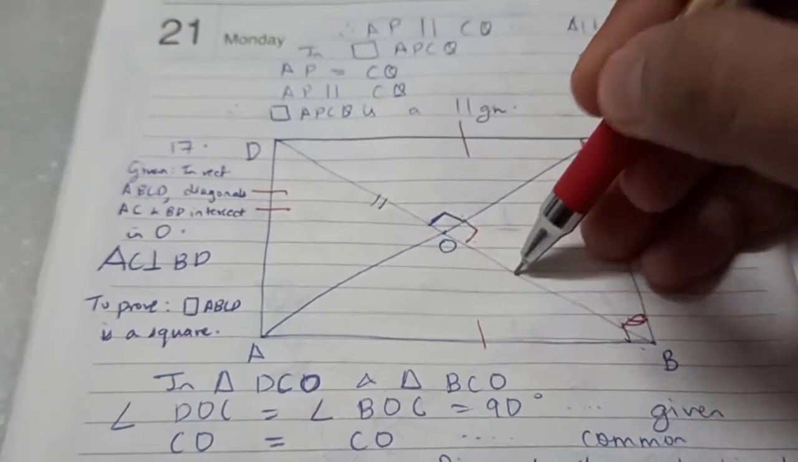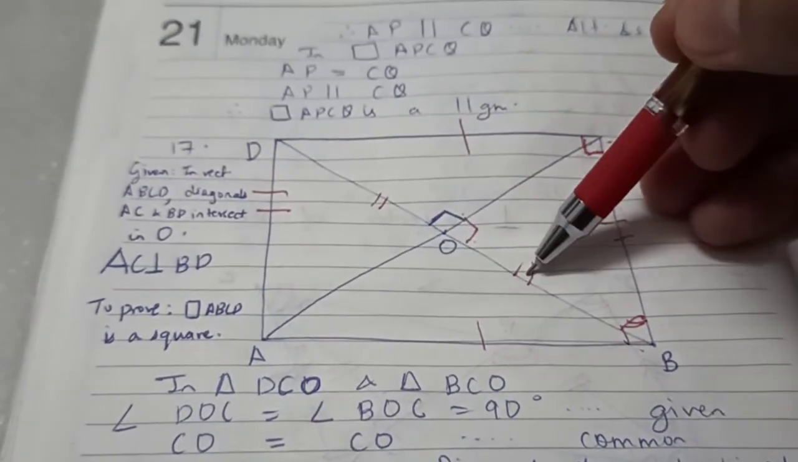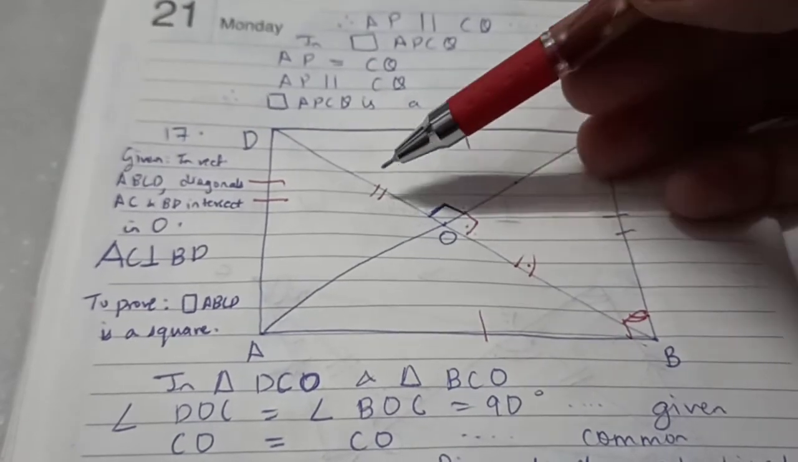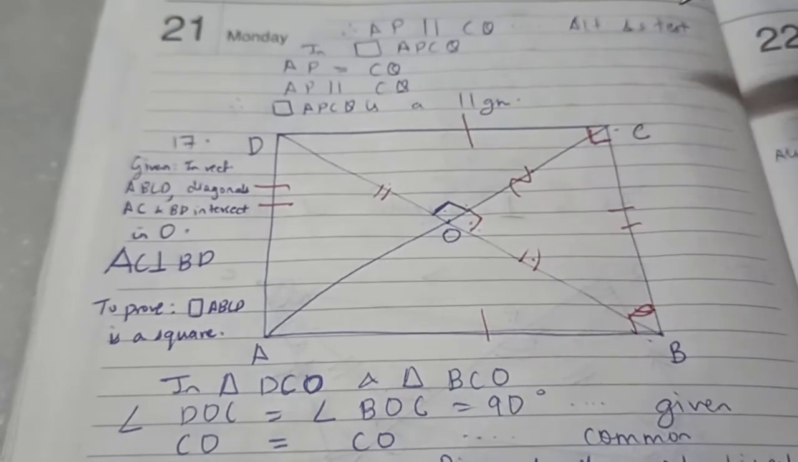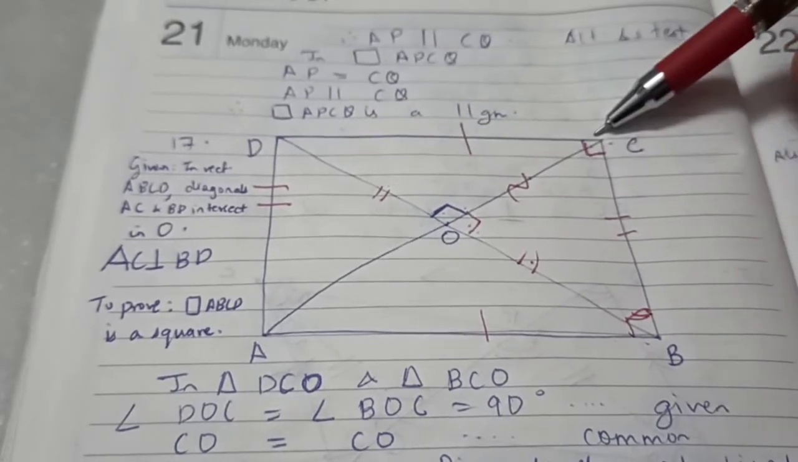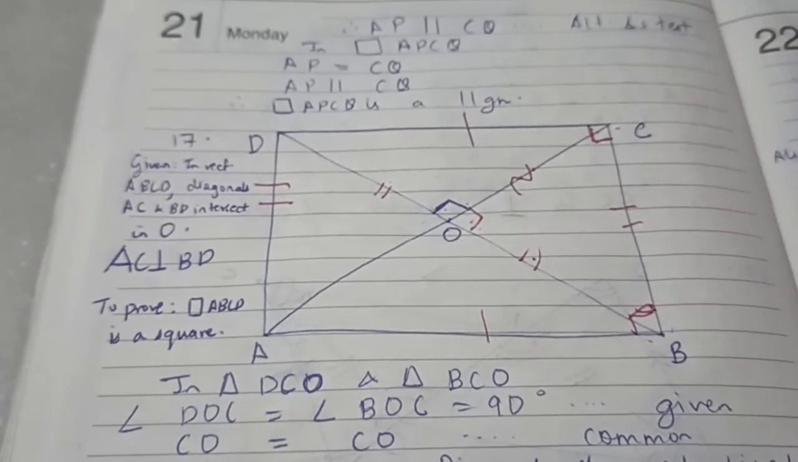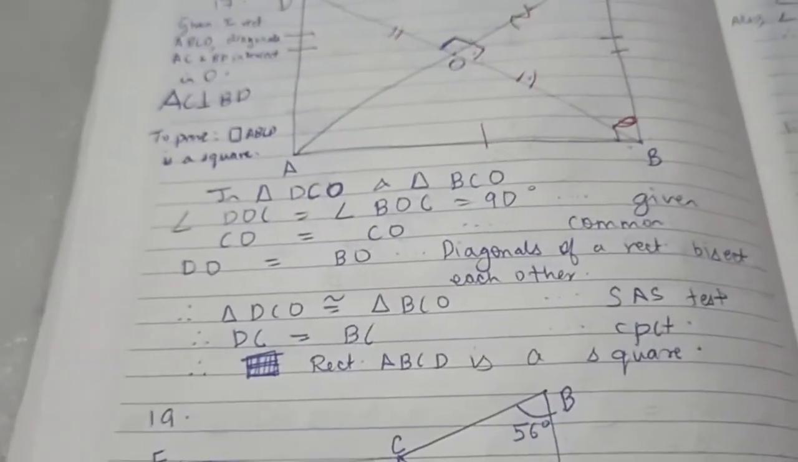So which test is this? SAS and SAS test of congruency. Hence prove that DC is equal to CB, and hence it becomes a square. These are the steps.